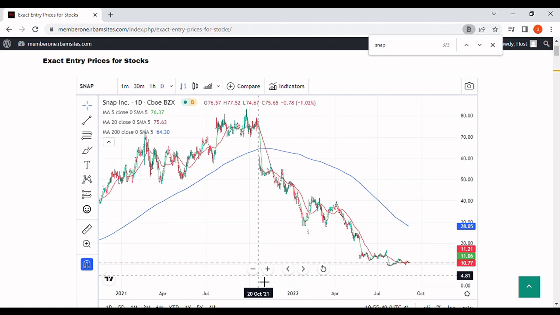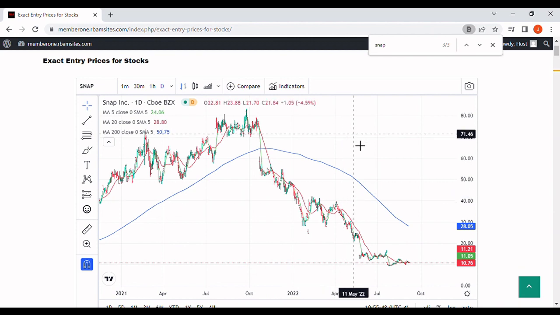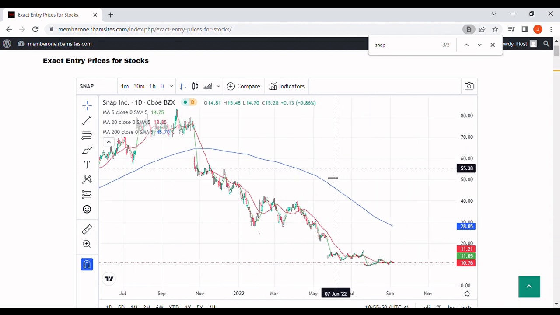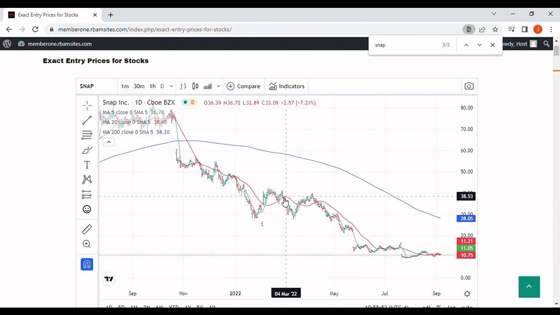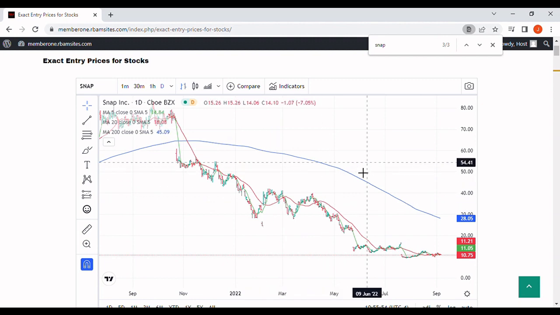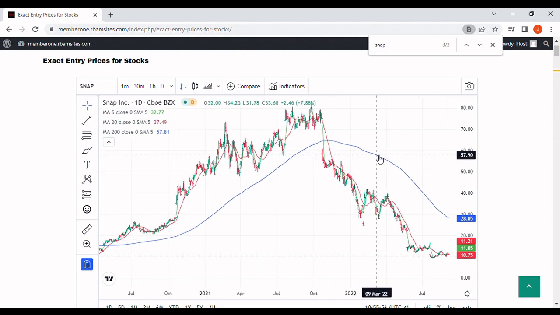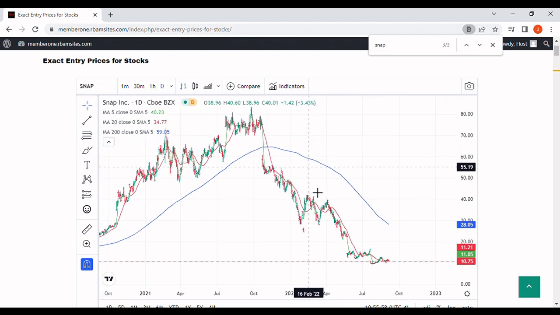We're going to do a brief video of Snap stock, Snapchat stock, and we're looking at a one-day chart here with a 5-day moving average in green, a 20-day moving average in red, and a 200-day moving average in blue. Let's back up here just a little bit and scrunch this together.